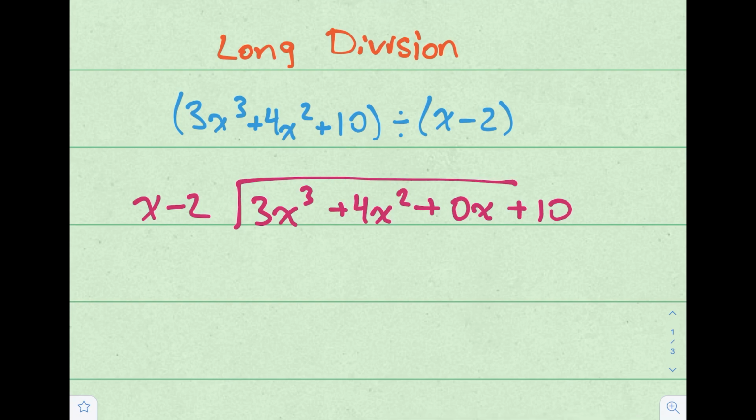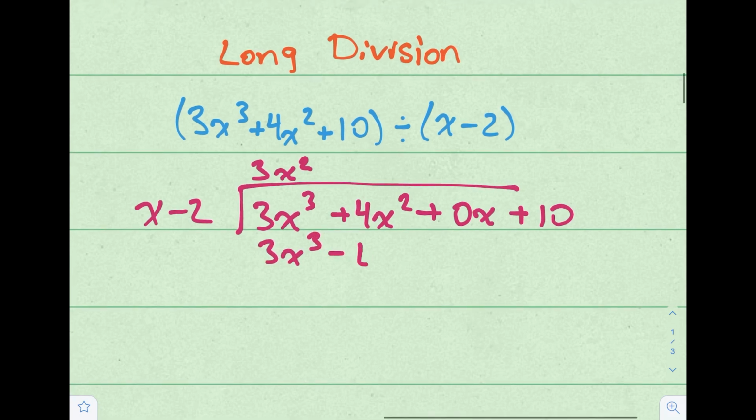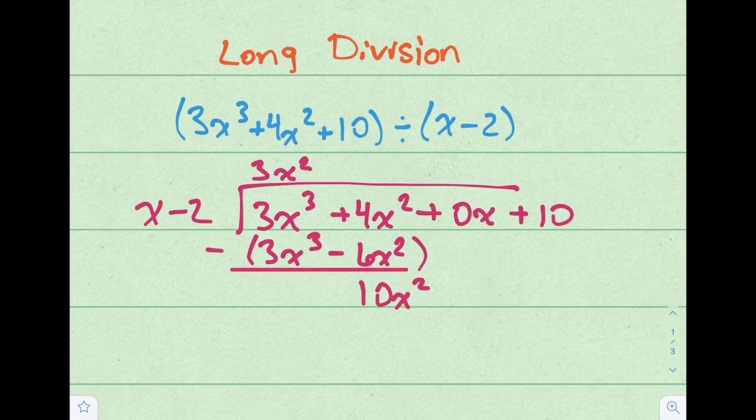All right, to get my x to match up with a 3x cubed, I have to multiply by 3x squared. We'll multiply by 3x squared and subtract down. 3x cubed minus 3x cubed is 0. 4x squared minus negative 6x squared is 10x squared. Bring down the next term.